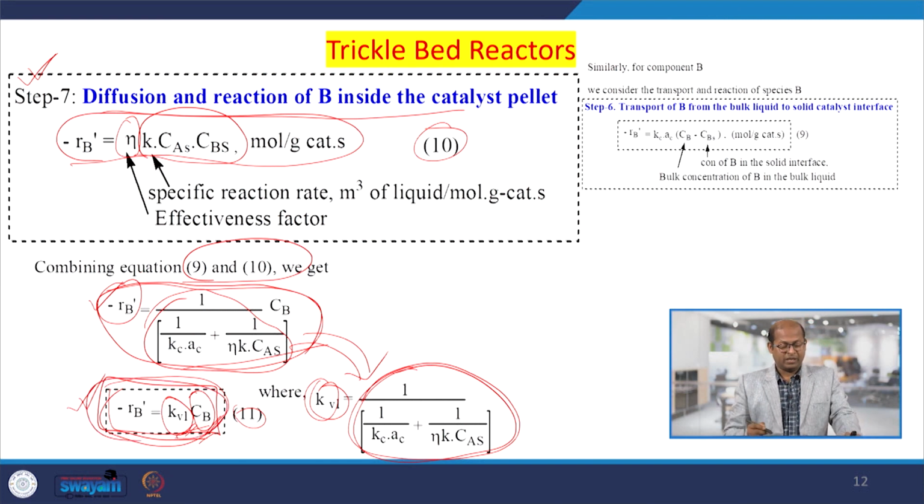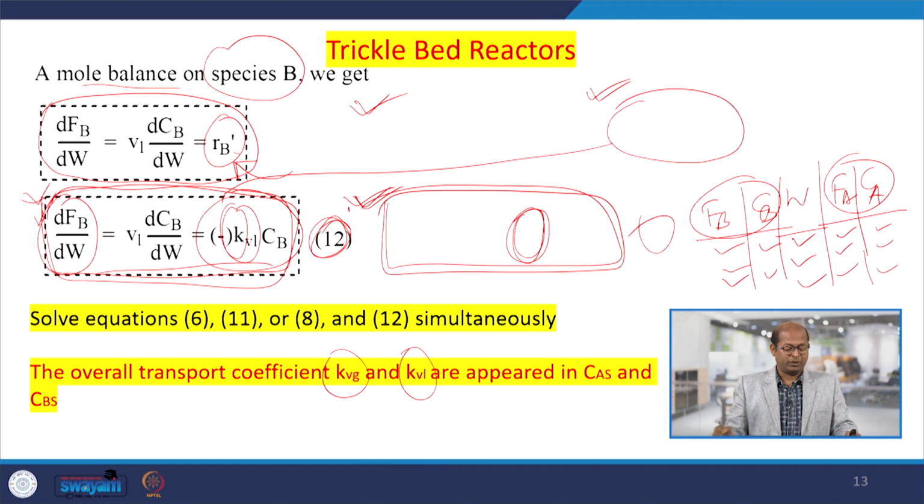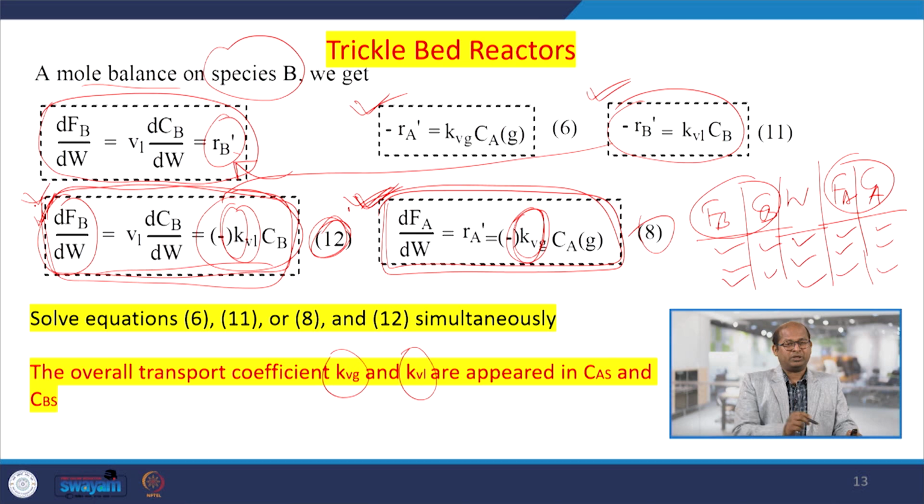With the differential equations, this is the design equation or mole balance equation for component A in the reactor, and substituting this rate, we developed the final differential equations for components A and B. These are the equations for component A, and these for component B. We can solve them simultaneously to get the mass transfer coefficient or other unknowns if we know the molar flow rate, the corresponding weight of the catalyst, and the concentrations of the components.